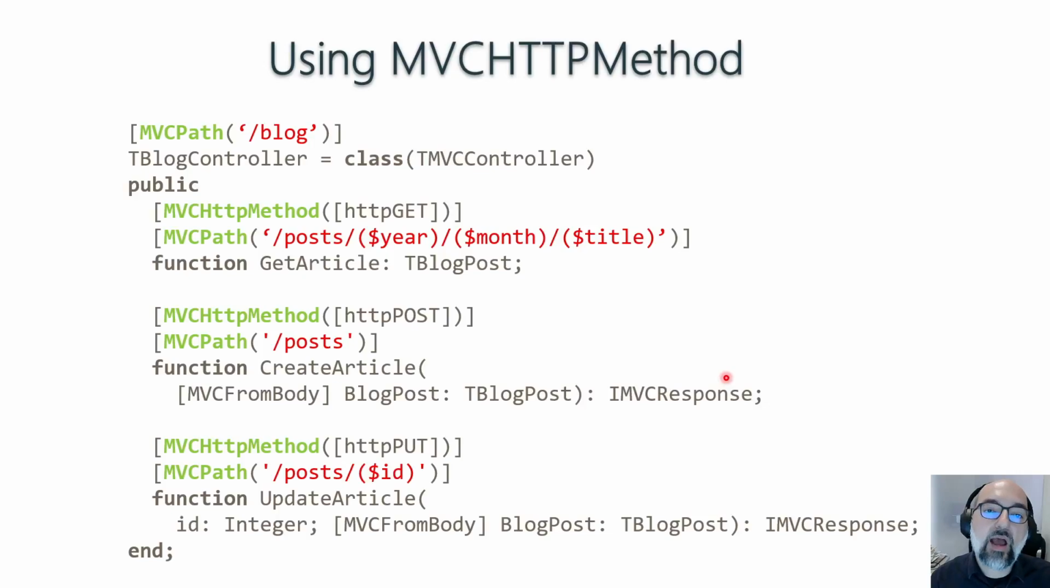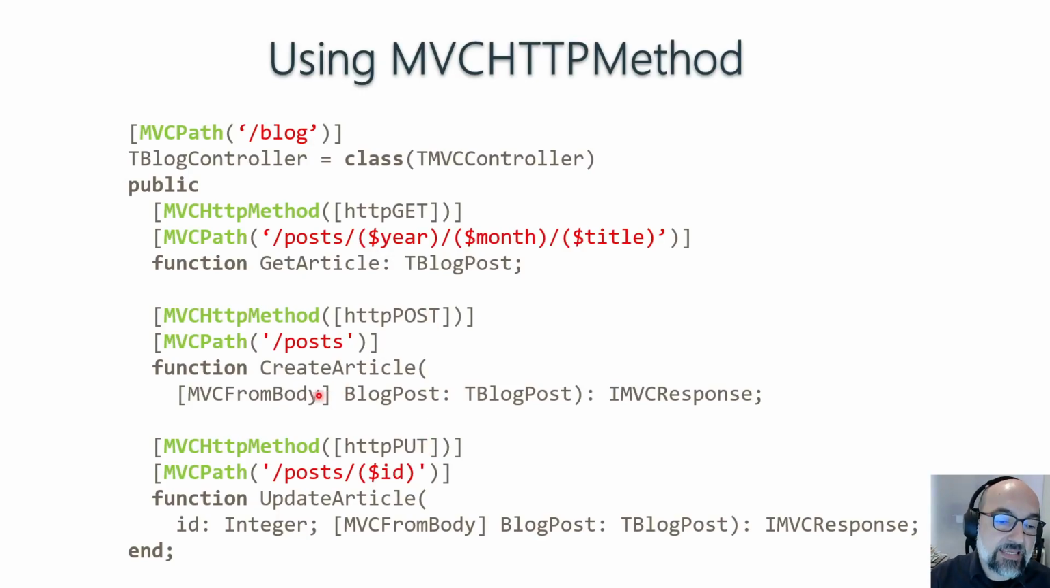How can I use the MVC HTTP method? This is a way to use it. In this case, this get article is actually called if the URL matches and the HTTP verb is get. In this case, if the URL is /blog/post and the request is done using a post. In this case, using a put.